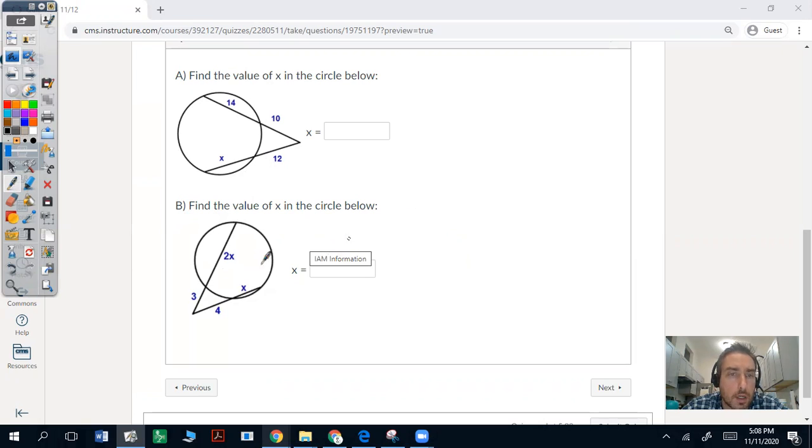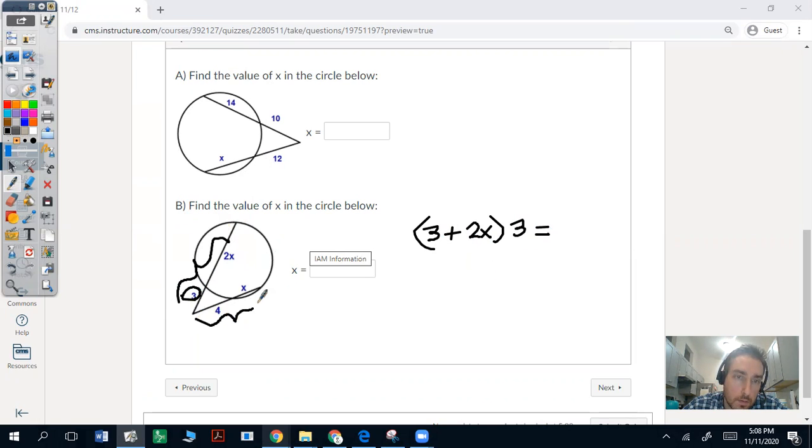So we're going to do the whole. In this case, it's going to be 3 plus 2x times the outside part. So it's going to be 3. That's your outside. And then you're going to set that equal to the whole, which is going to be x plus 4. It could be 4 plus x, it doesn't matter. And then you multiply it by your outside part, and you get 4.